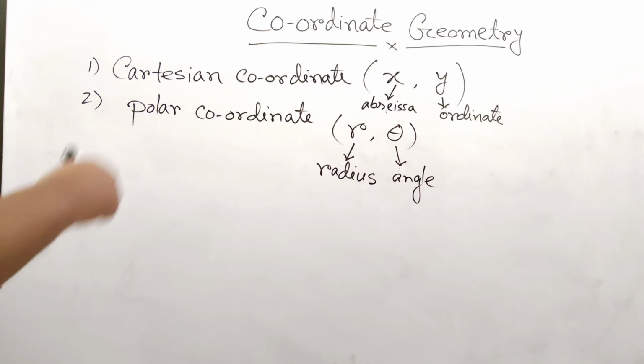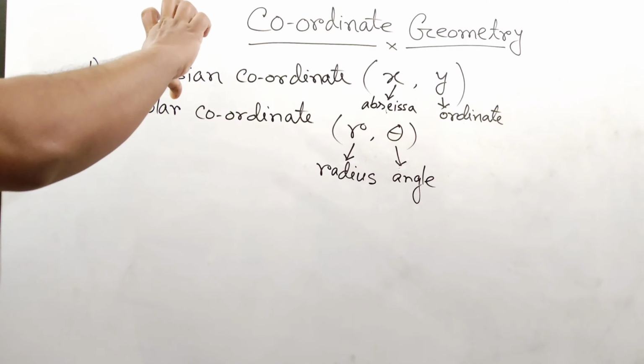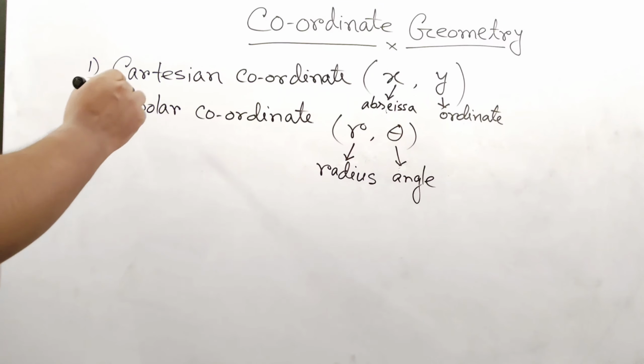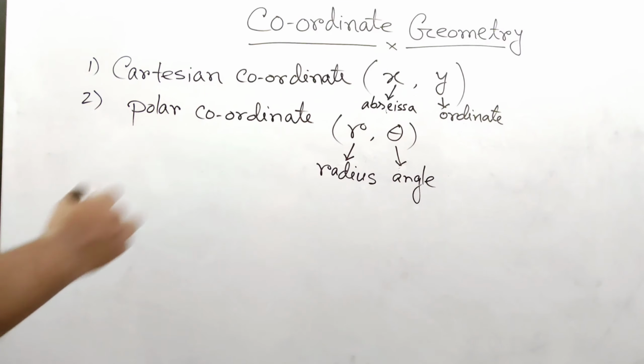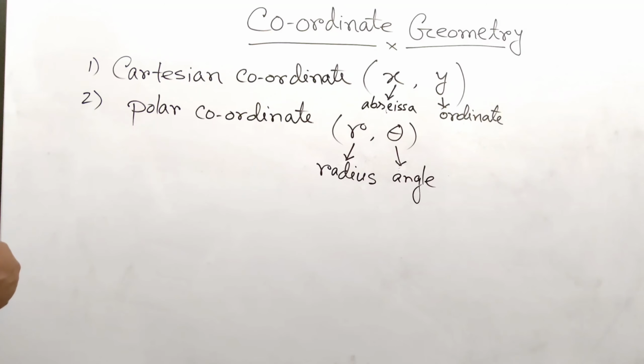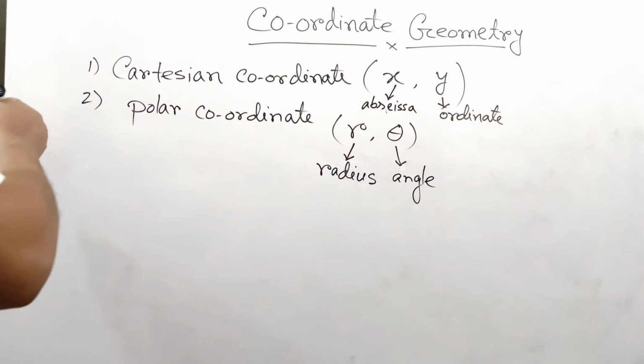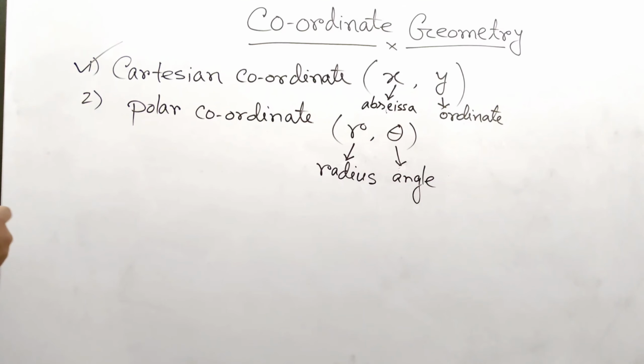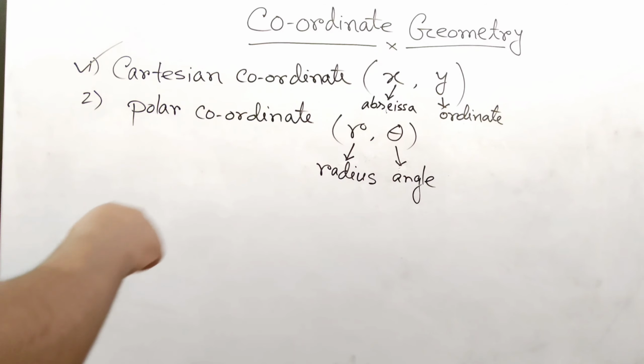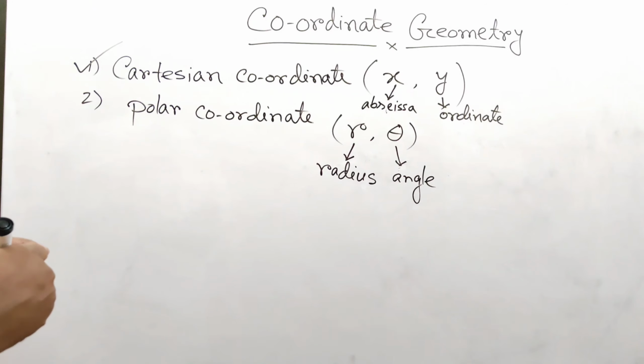Now we will see the relation between these two coordinates, Cartesian coordinate and polar coordinate. But normally when you solve the sums from your book, Cartesian coordinate is most important because most of the sums will come from Cartesian coordinate. So now I'll show some examples and also the relation between Cartesian coordinate and polar coordinate.